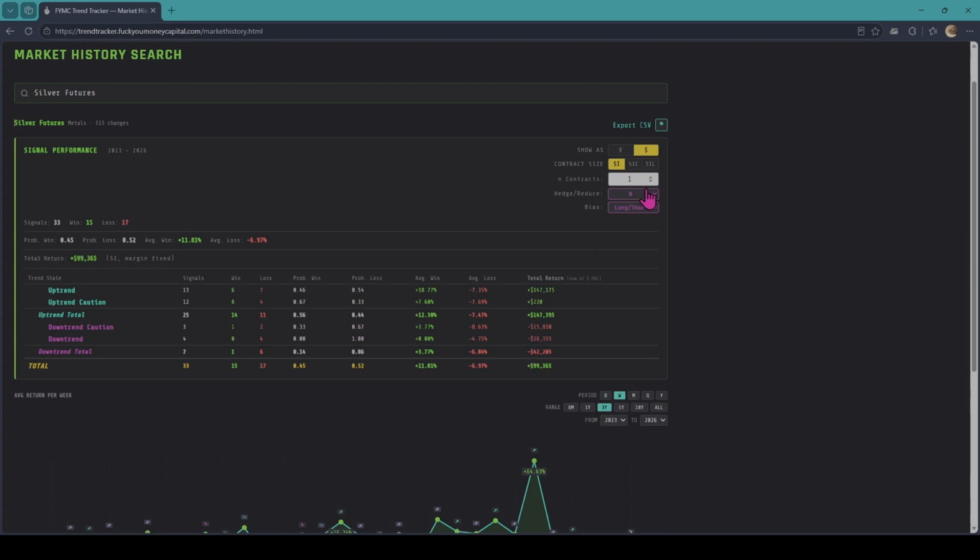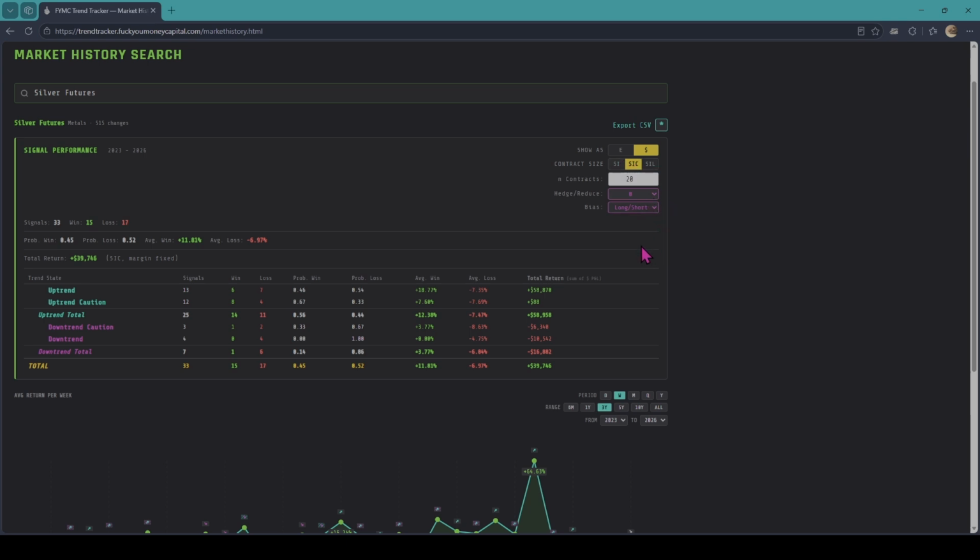You can also see that in a dollar value based on what type of futures contract you're looking at. Are you looking at a full? Are you looking at a mini? Are you looking at a micro silver? How many contracts? And when a market enters an uptrend caution or a downtrend caution state, do you want to reduce the number of contracts? So let's say we're at 20 contracts of micro silver.